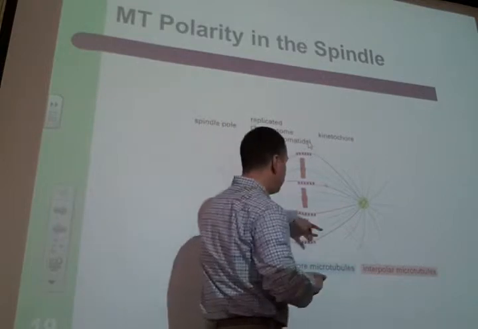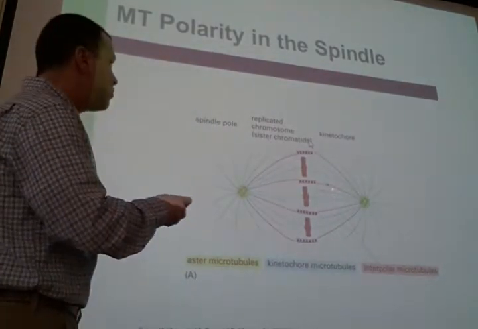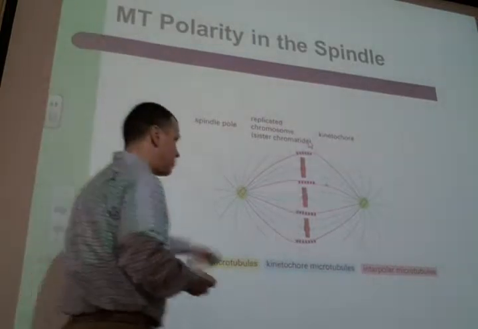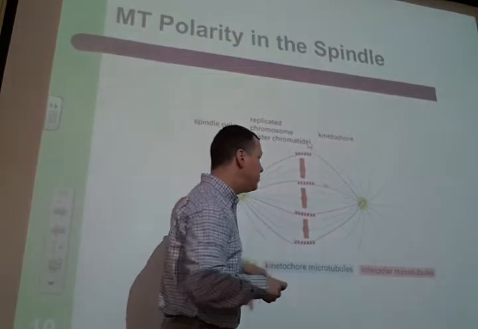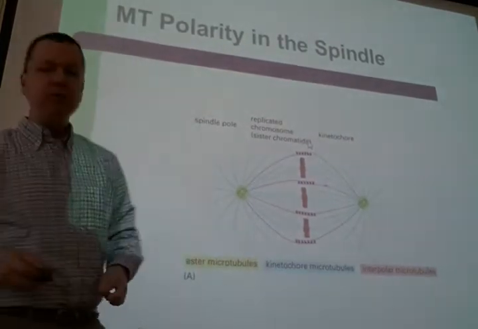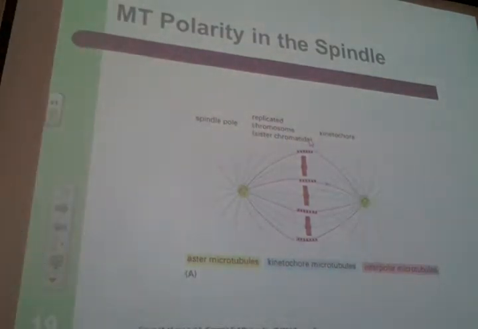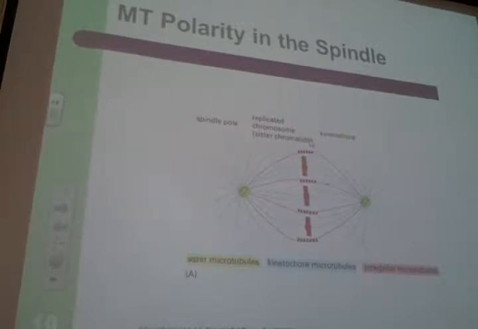In this particular picture, the red or the pink, depending on how you see that, are microtubules that don't attach to chromosomes, but they sort of overlap with each other. They're either called interpolar microtubules or non-kinetochore microtubules. I'm used to seeing them called non-kinetochore microtubules, but your book calls them interpolar microtubules.